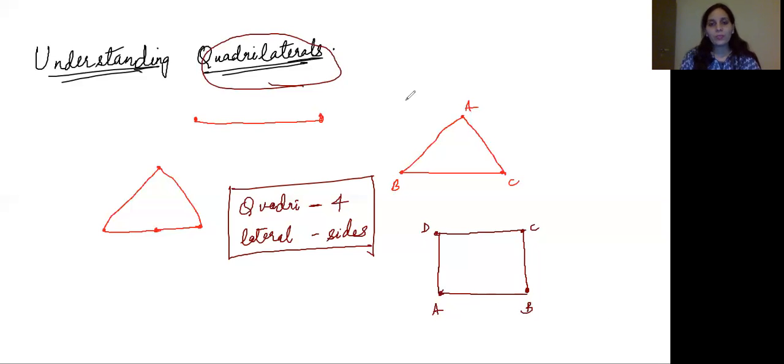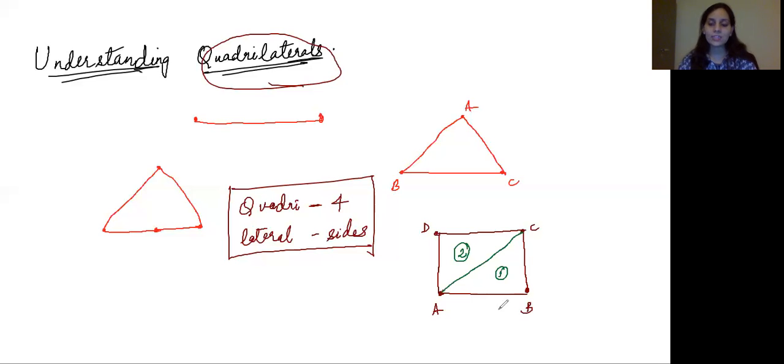right? Now, when I look at this quadrilateral and break it into two parts, let me just join AC. So what do we see here? We see two triangles. ABC is the first triangle and ACD is the second triangle, right? So what do we understand from this? That a quadrilateral has two triangles. Two triangles together form a quadrilateral.